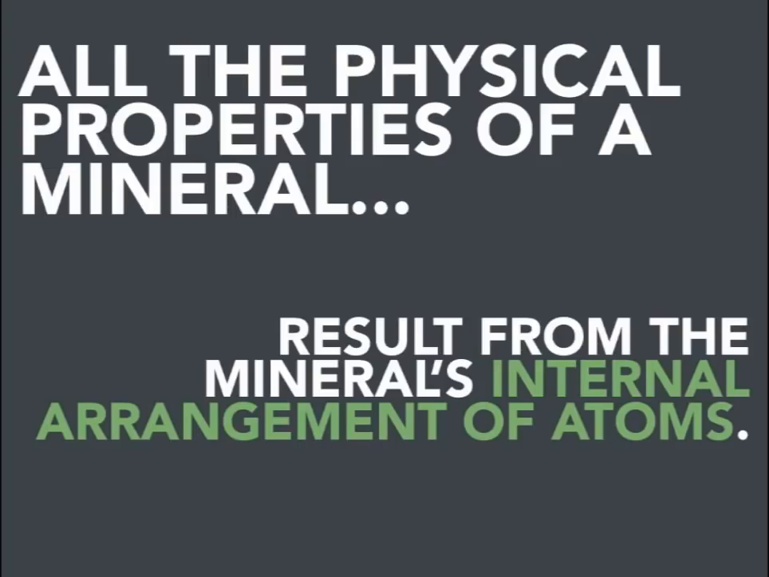To give you an example, that sulfur we were just looking at is yellow. The reason it appears yellow is because of how these sulfur atoms are arranged inside. Quartz sometimes appears clear, and that's because of how the atoms are arranged. The mineral halite tastes salty because of how the atoms are arranged. The mineral sulfur, again, has kind of a rotten egg smell, and that's a result of the internal arrangement of atoms. So all of the physical properties result from how those atoms are arranged.